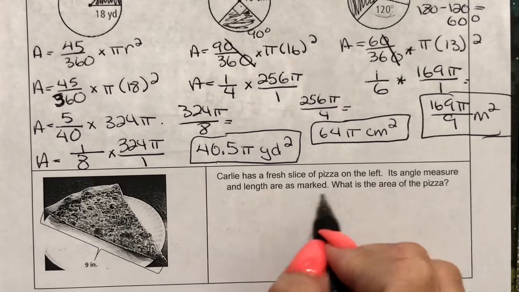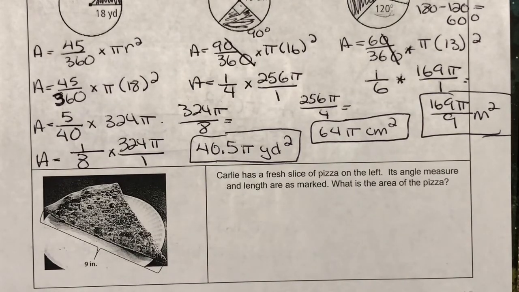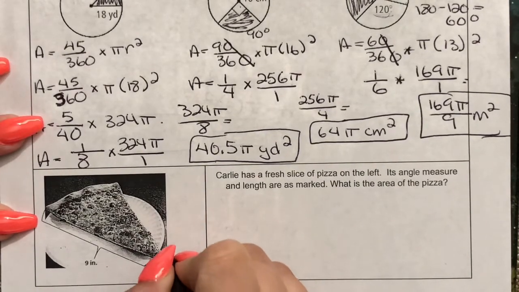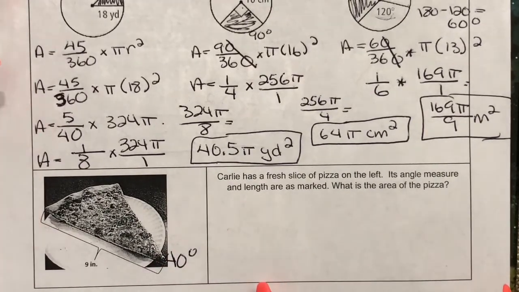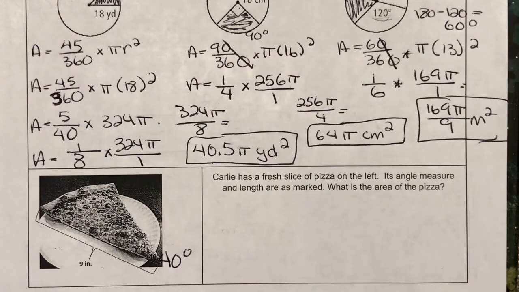Carlene has a fresh slice of pizza. On the left, its angle measure is marked, and this actually says 40 degrees if you can't see it, and it wants to know what is the area of the pizza. So basically, how much cheese do I need to cover this pizza? How much am I covering?